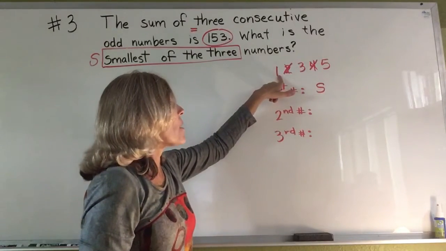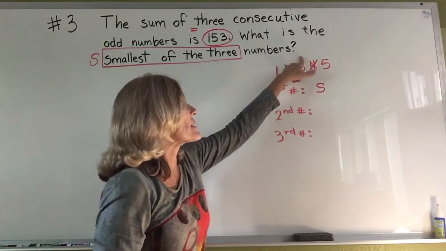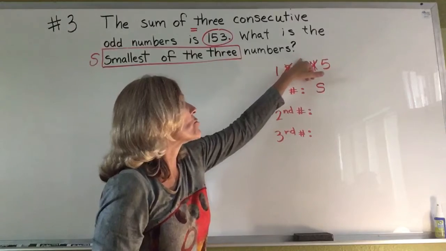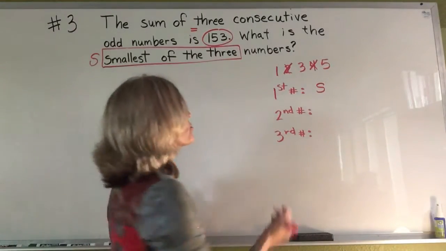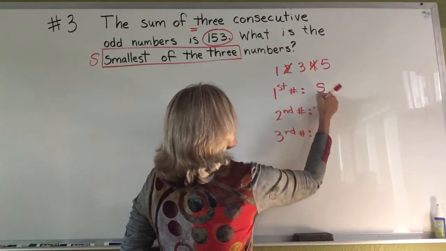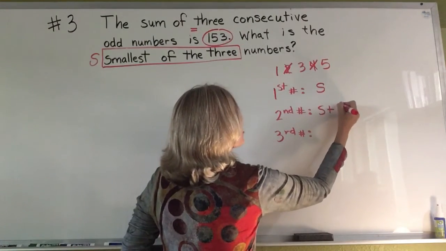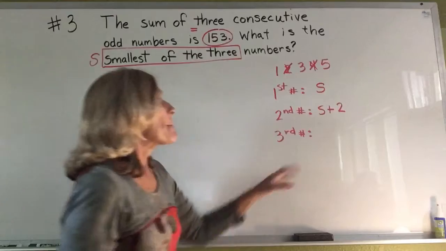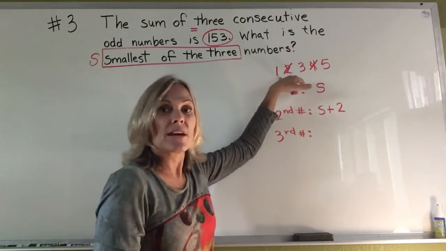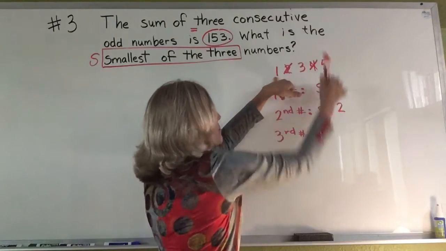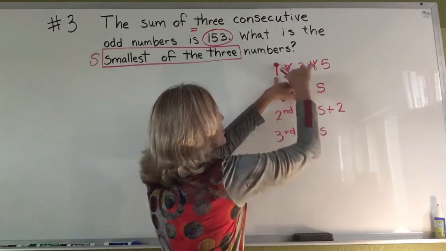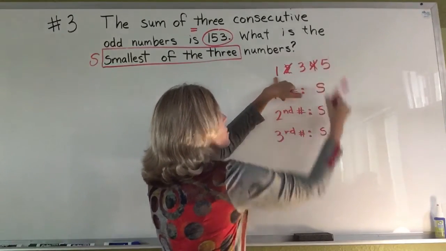If I have the smallest number, how do I get to the next number? I add 1, 2. This is going to happen no matter which numbers you have. You're going to add 2. So for the second number, I'll take the first number and I'll just add 2 to it. Now, because we only want one variable, we always have to compare it to the first number. So to get to the third number, I'm going to start at S and I'm going to add 1, 2, 3, 4.